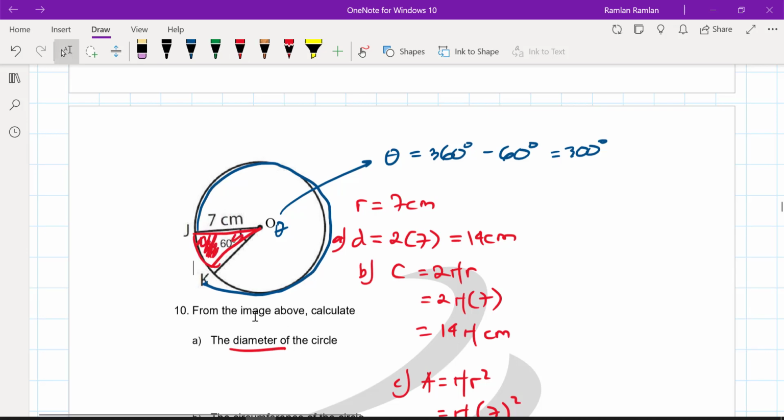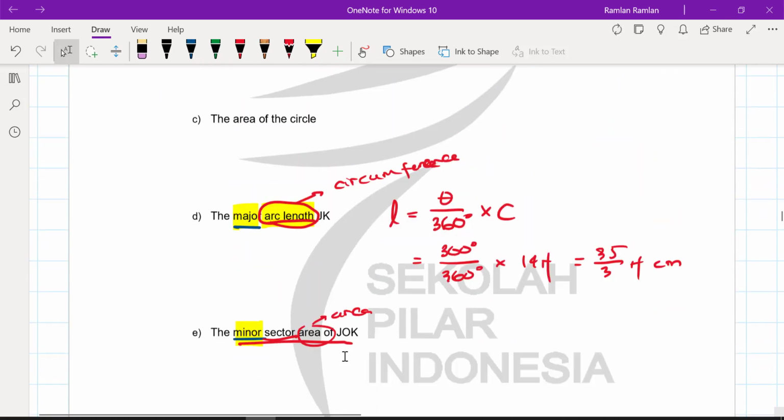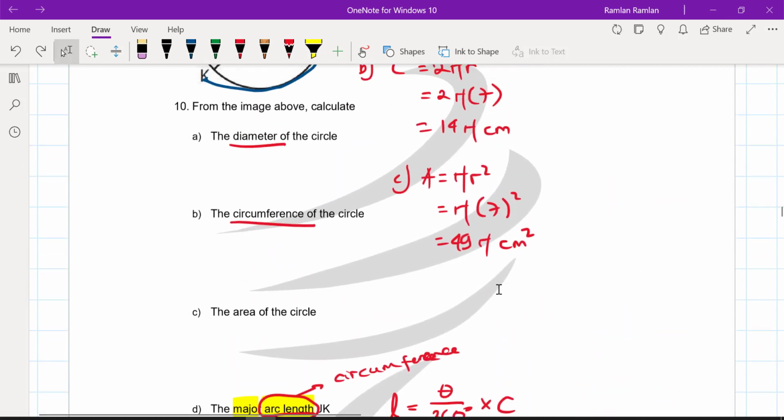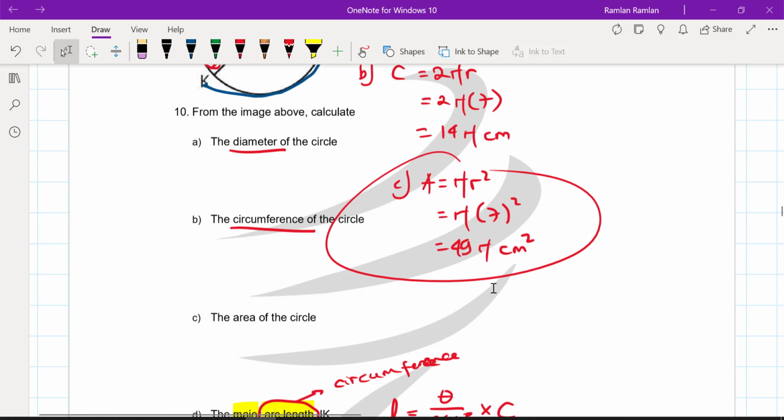Now since we have the angle here, which is 60, I'm just going to write down the formula first. The sector area equals theta over 360 degrees, multiplied by the area of the circle. Again, guys, a very similar formula to this one. The only difference is that for arc length, you multiply with the circumference. As for the sector, you multiply with the area of the circle. Since we already have the area of the circle, you don't have to calculate the area anymore.